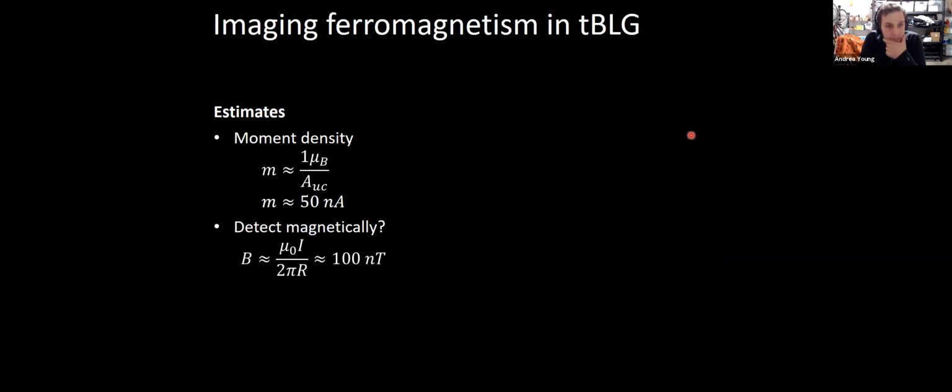So in order to try to understand what was going on in these systems, we decided to try to image them. In particular, you need a very sensitive imaging technique. The moment densities you expect are on the order of a Bohr magneton per electron, which means a Bohr magneton per superlattice unit cell. That corresponds to effectively a current, because 2D magnetization has the units of current, of 50 nanoamps, which is hard to detect magnetically.